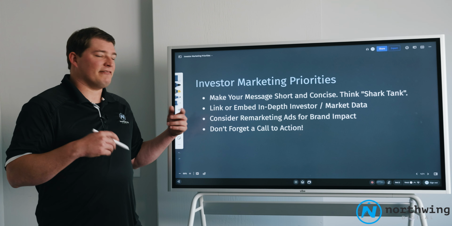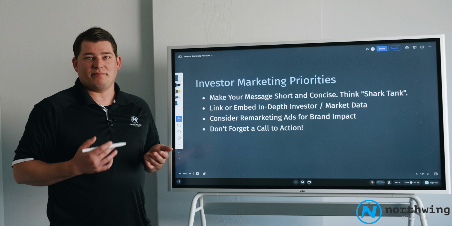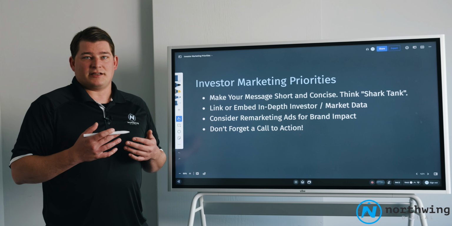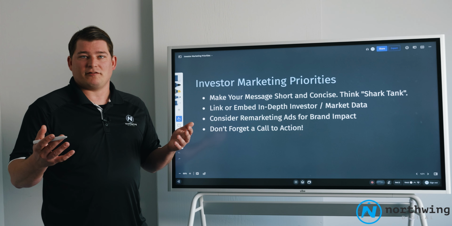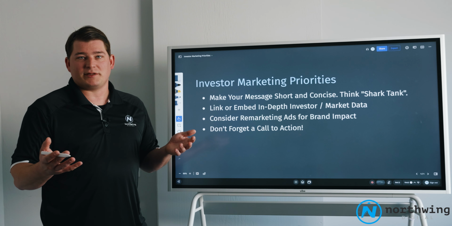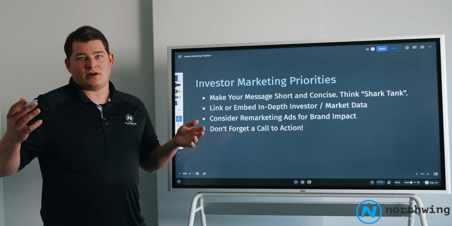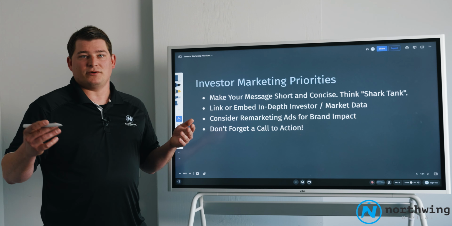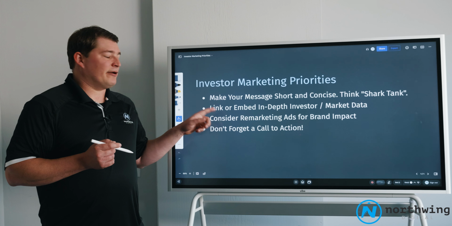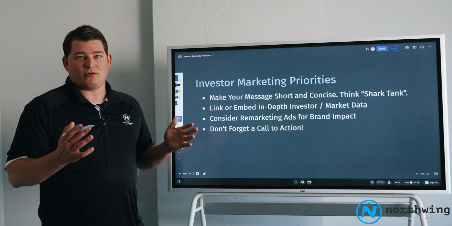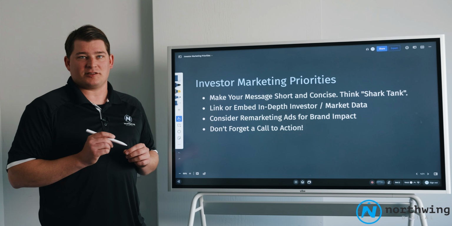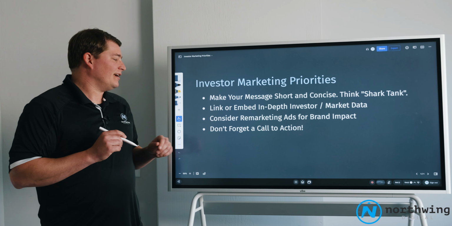The second piece is to link or embed any more in-depth market or investor data that's necessary. This can be anything from a specific collection of information about a startup and what the investment is going to entail and what it's going to look like for a potential investor, all the way to a global enterprise that links off to a stock ticker of their publicly traded stock and how it's doing. Whether you're in either one of those seats, getting access and linking to that information as clearly and concisely as possible is extremely important.